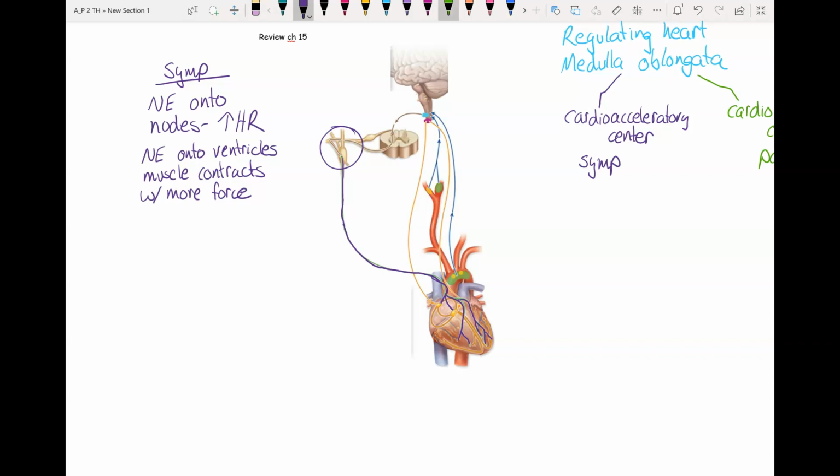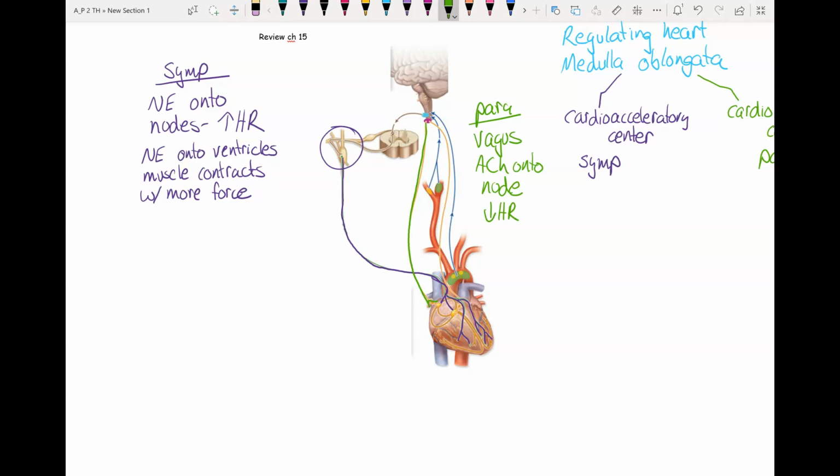If we look at the parasympathetic, it is coming down right here. This is the vagus nerve. So for parasympathetic, we're going to use the vagus. So remember in chapter 13 when you learned all the cranial nerves and you learned the vagus nerve? So the vagus nerve secretes acetylcholine onto the node. And when you put acetylcholine on the node, that slows the heart rate.